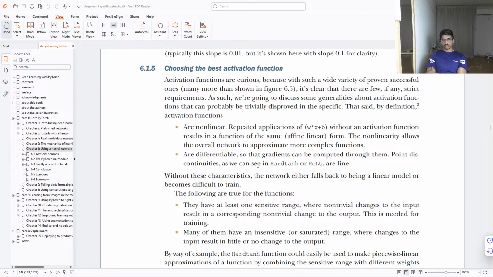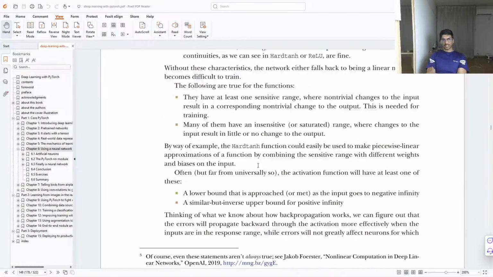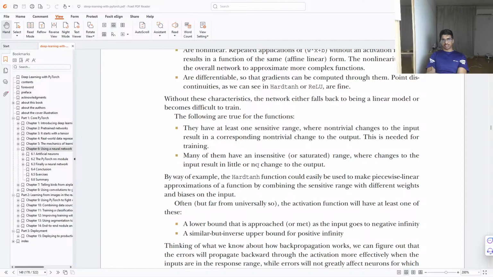Points discontinuous, as we can see in hardness or relief, are fine. Without these characteristics, the network either falls back to being a linear model or becomes difficult to train. The following are true for the functions. They have at least one sensitive range where non-trivial changes to the input result in corresponding non-trivial changes to the output. Okay, this is needed for training.